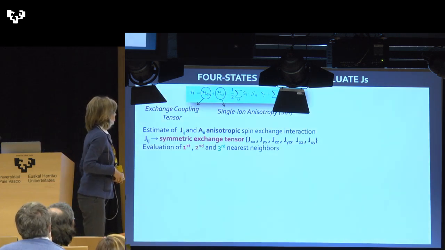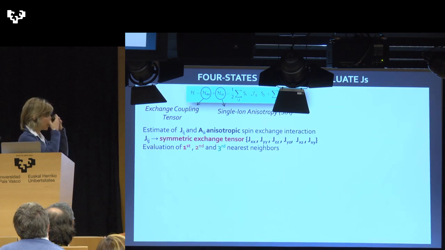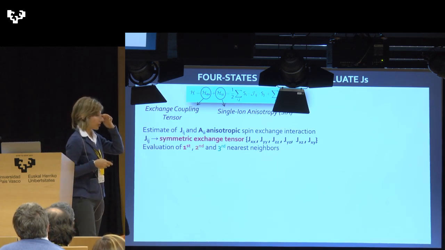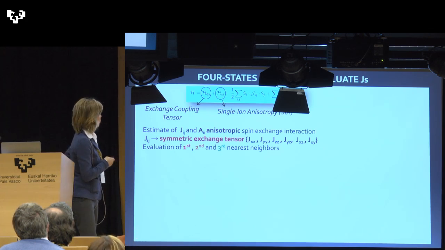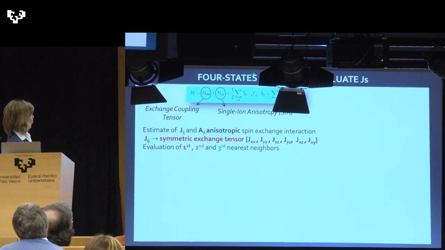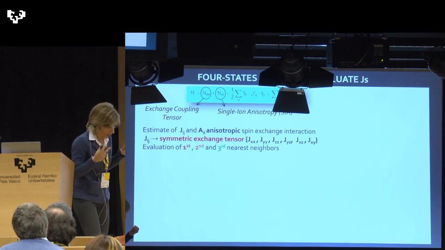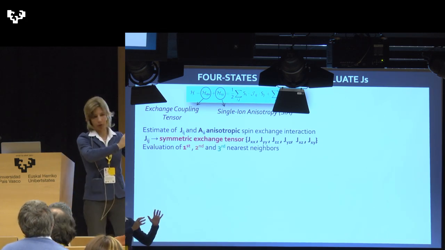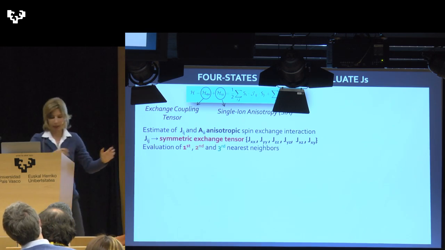The other method that we use is somehow also new. This was proposed by Hongchun Shang at Fudan. It's basically called the four-state method. And basically, it's not different from what is usually done. So you always map your total energy onto a spin Hamiltonian.